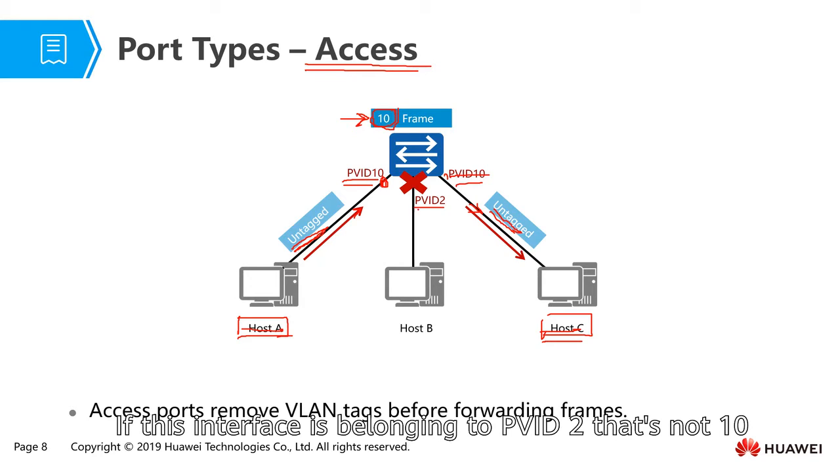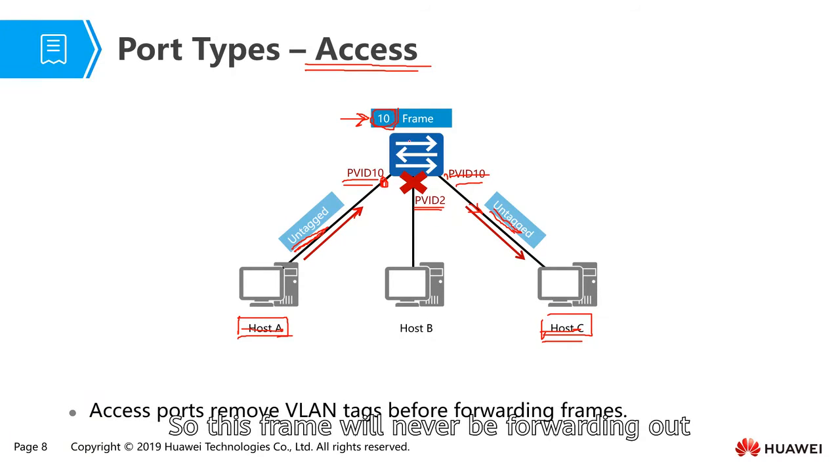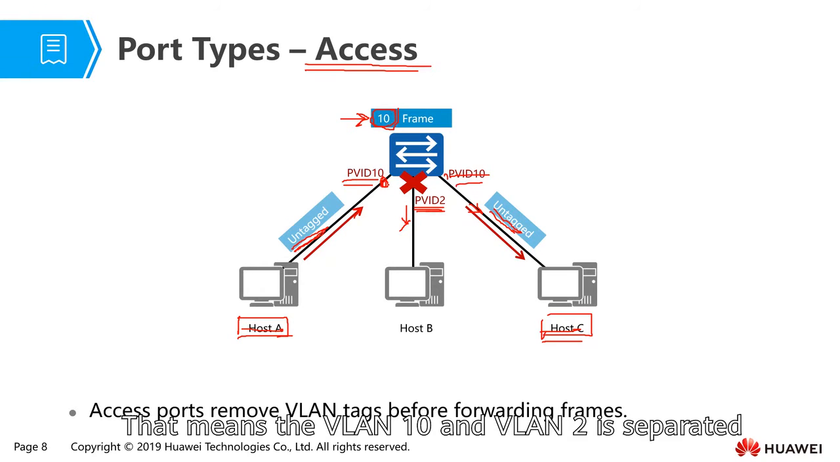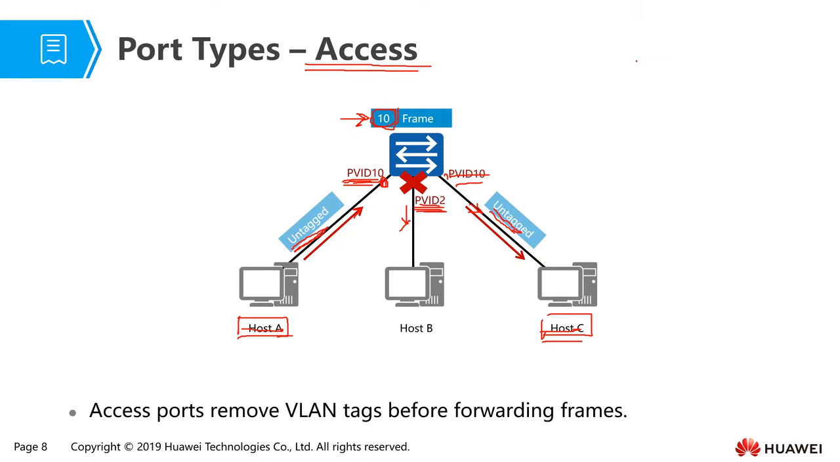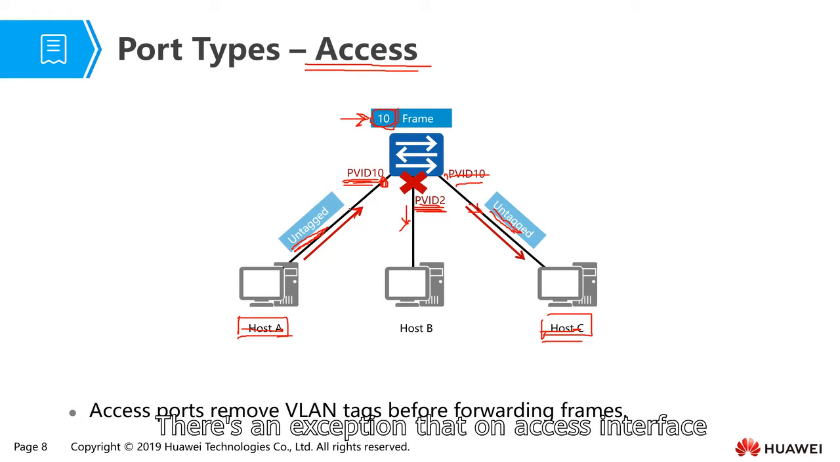And if this interface belongs to PVID 2, that's not 10. So this frame will never be forwarded out an interface belonging to other VLANs. That means VLAN 10 and VLAN 2 are separated. Okay, and there's an exception.